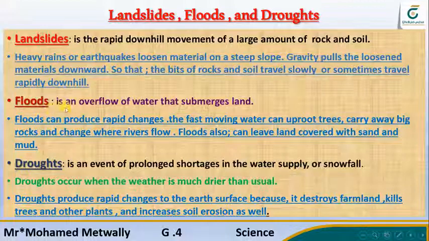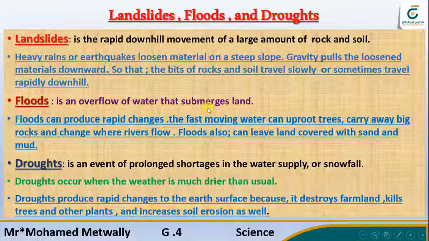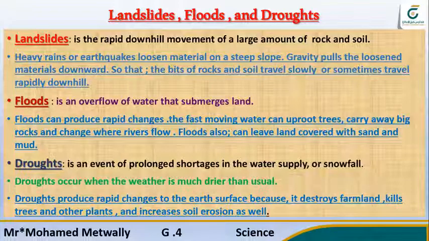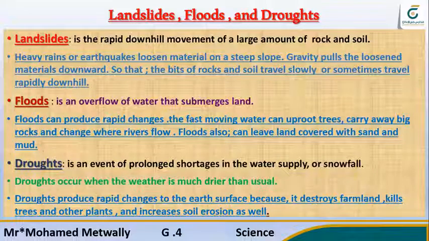The definition of a flood is an overflow of water that submerges land. When the level of the water is rising, this will submerge the land. So the water will cover all the land. So it looks like an overflow of water.